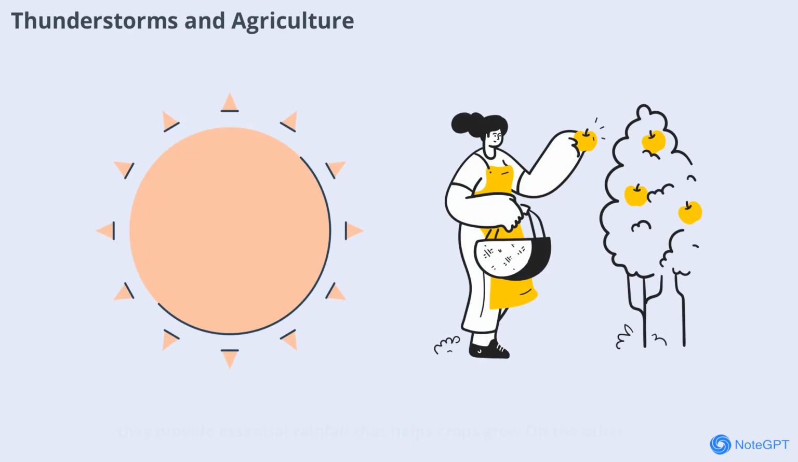For farmers, thunderstorms can be both a blessing and a curse. On one hand, they provide essential rainfall that helps crops grow. On the other, they can bring hail, strong winds, and flooding that damage fields and reduce yields.